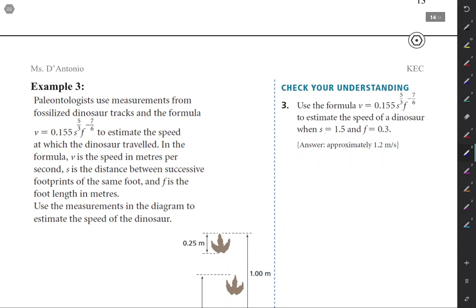Paleontologists use measurements from fossilized dinosaur tracks and the formula v equals 0.155 s to the power of 5 over 3 times f to the power of negative 7 over 6 to estimate the speed at which the dinosaur traveled. In the formula, v is the speed in meters per second, s is the distance between successive footprints of the same foot, and f is the foot length in meters. So there, they defined all the variables for us.